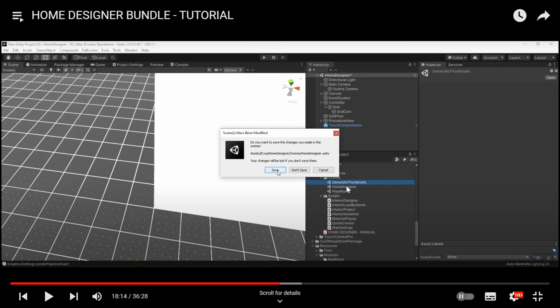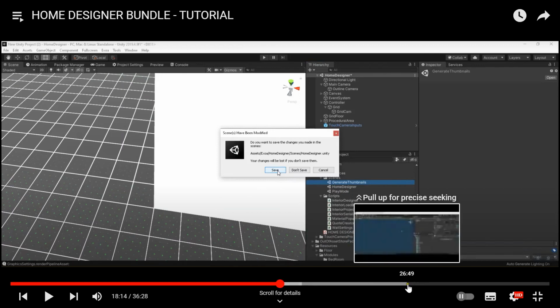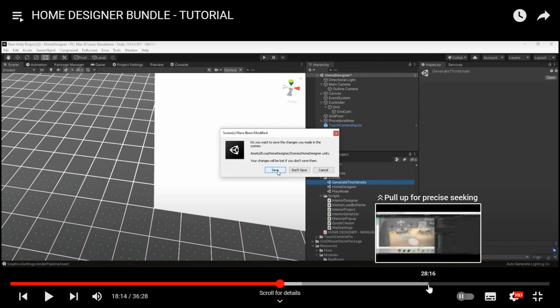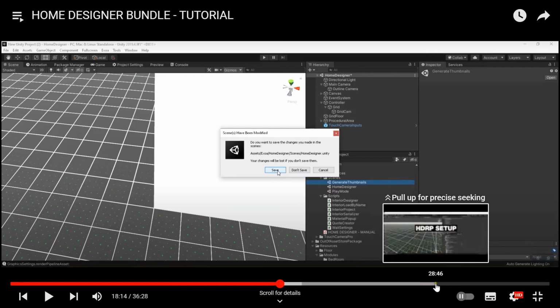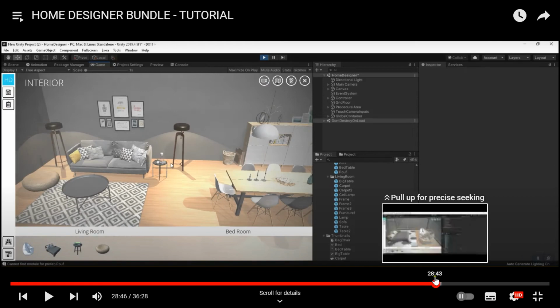Okay, and then followed by 2848. 2848 is talking about using, setting up this HDRP. So this one is very brief also. They did not explain exactly how they set up.